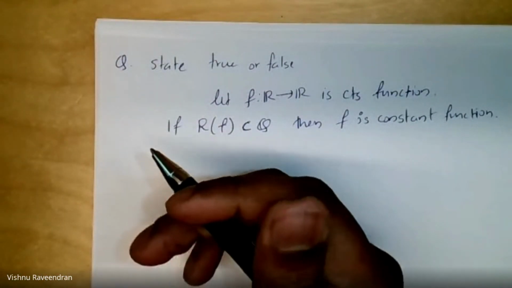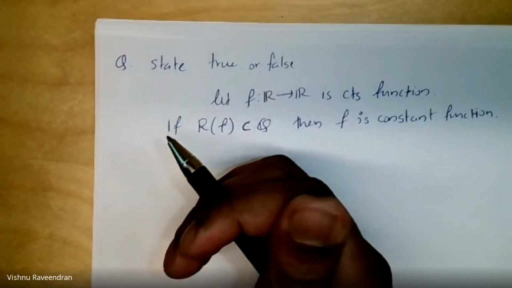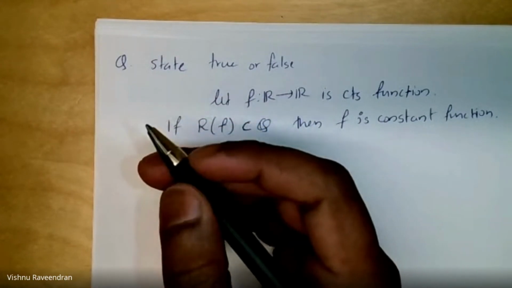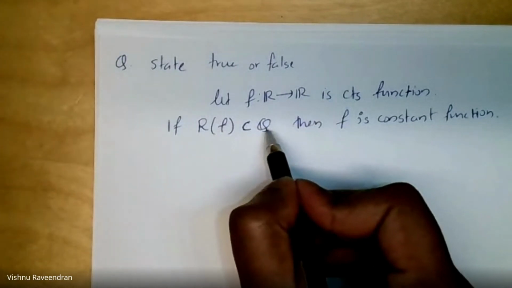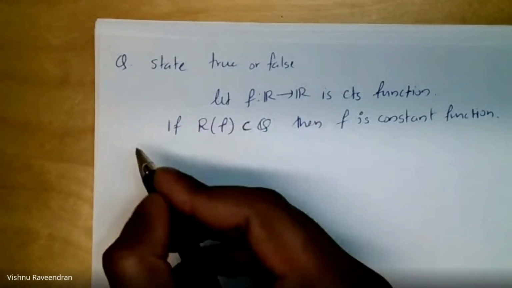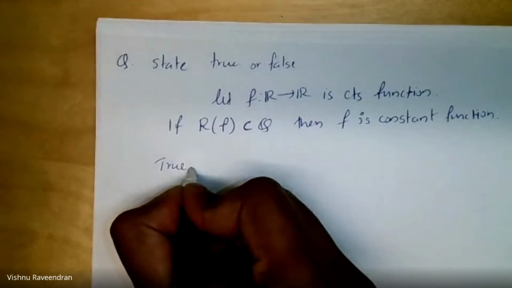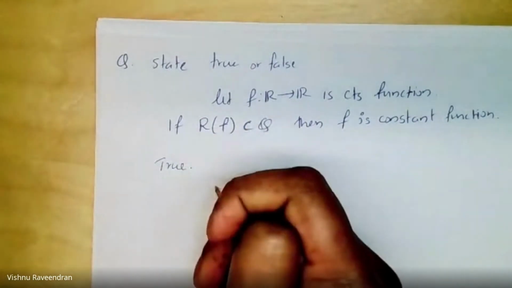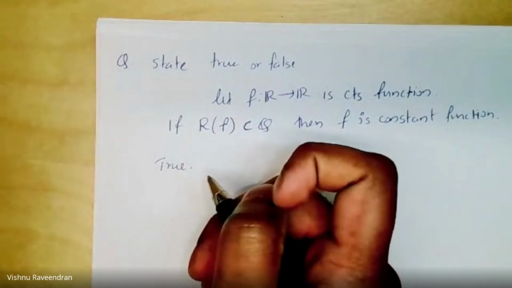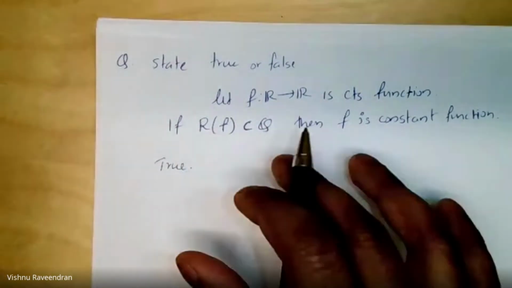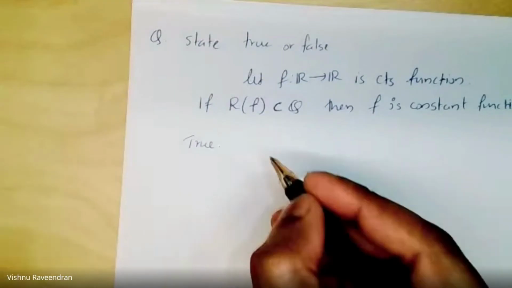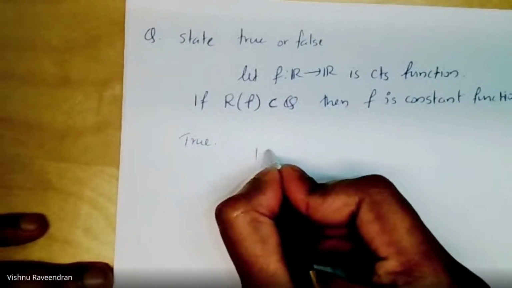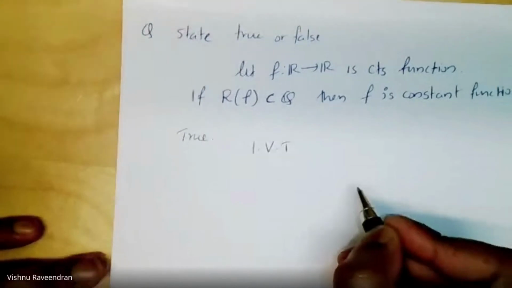So what can be the answer, whether it's true or false? You're given that f is a continuous function and the range of f is rational numbers. It is true, but how can you prove it? What will be the idea behind the proof? Sir, by the intermediate value theorem. Yeah, exactly. So we use the intermediate value theorem. I just write it as IVT.